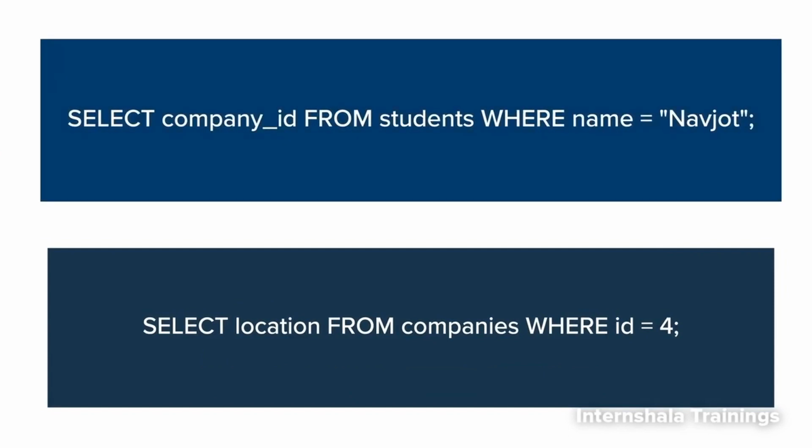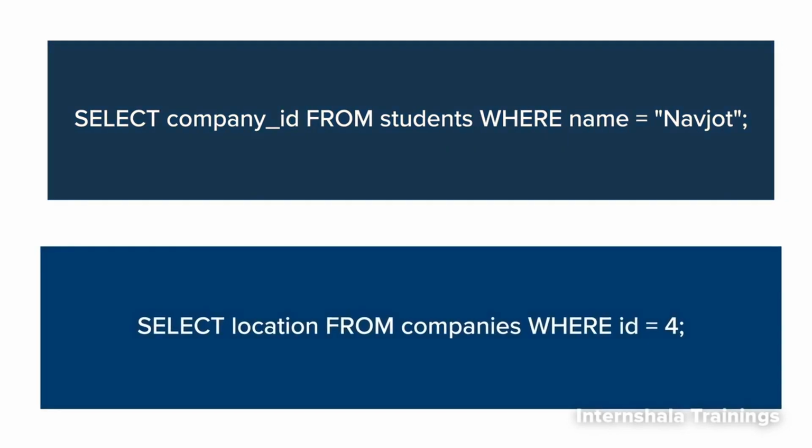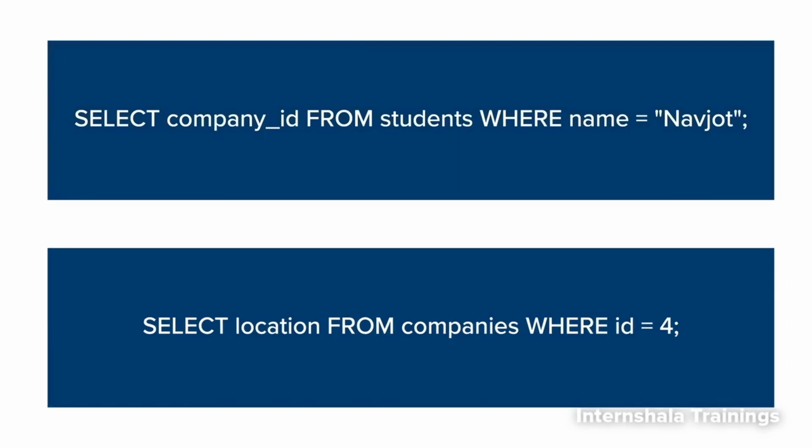The first query, that is select company_id from students where name equal to Navjot, will fetch the company ID of the company where Navjot is placed. And the second query, select location from companies where id equal to 4, will fetch the job location of that corresponding company ID. Pause the video and have a look at these queries carefully.